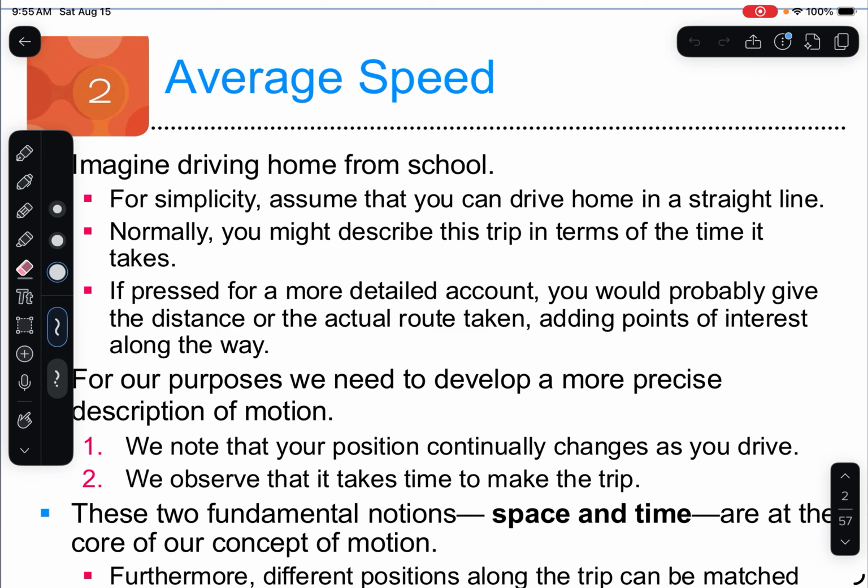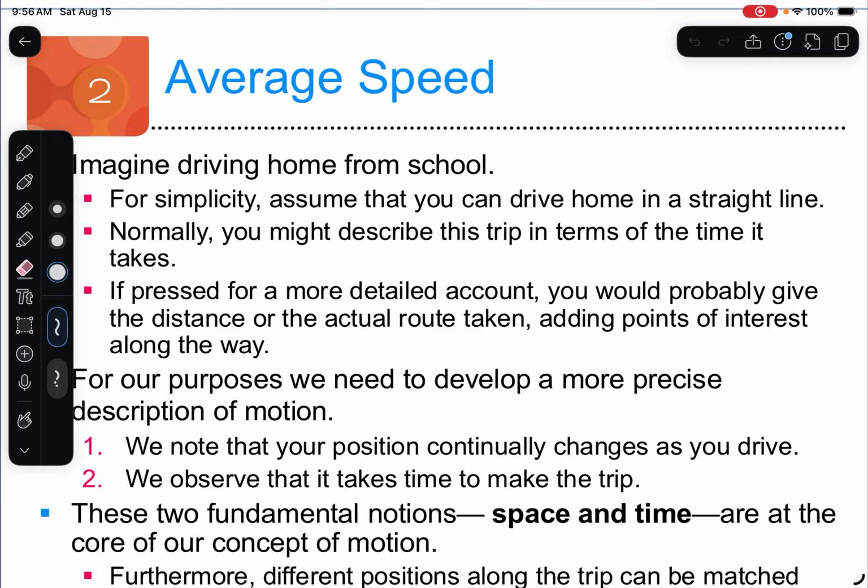So, imagine you're driving home from school, okay? And let's say you drive in a straight line. So there's different ways you could describe this trip. You could tell me the distance that you went. You could tell me the route that you took. You might say, I turned left at the pink house, and so forth.